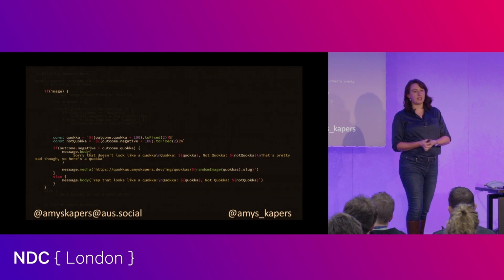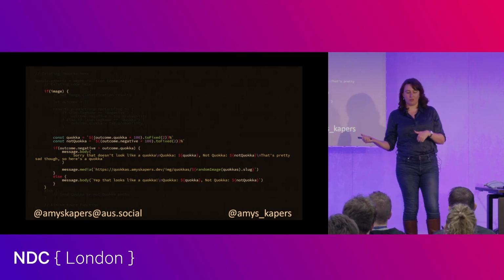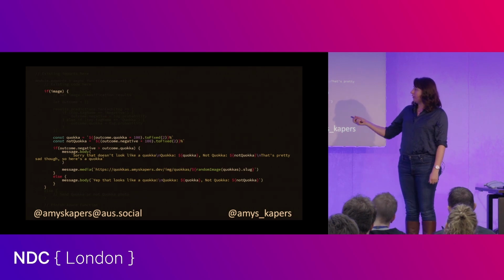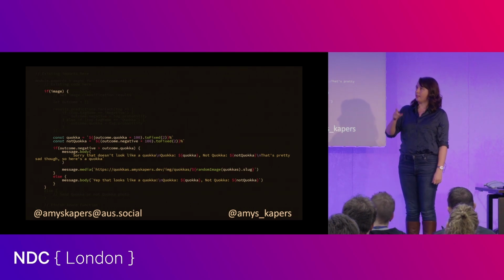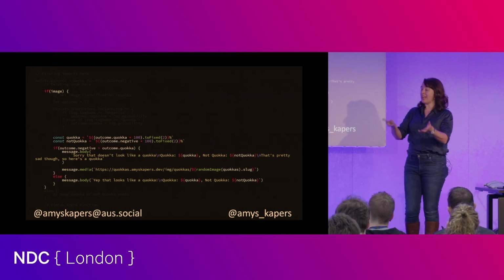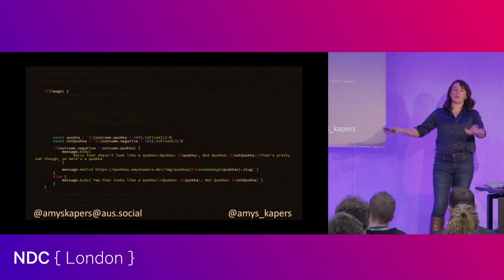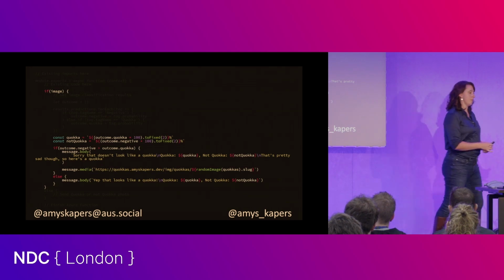However, if they haven't sent in a picture of a Quokka, that's a little bit sad, so we're going to send them a picture of a Quokka. If the negative outcome is not greater than the Quokka outcome, then it probably is a Quokka, and we'll set the message body to say, yep, that looks like a Quokka, and we'll send them the results back.